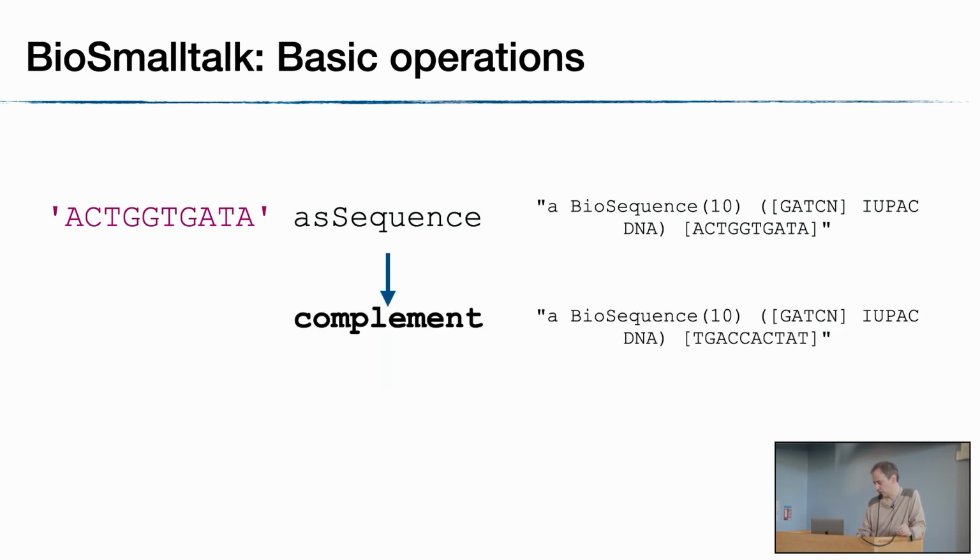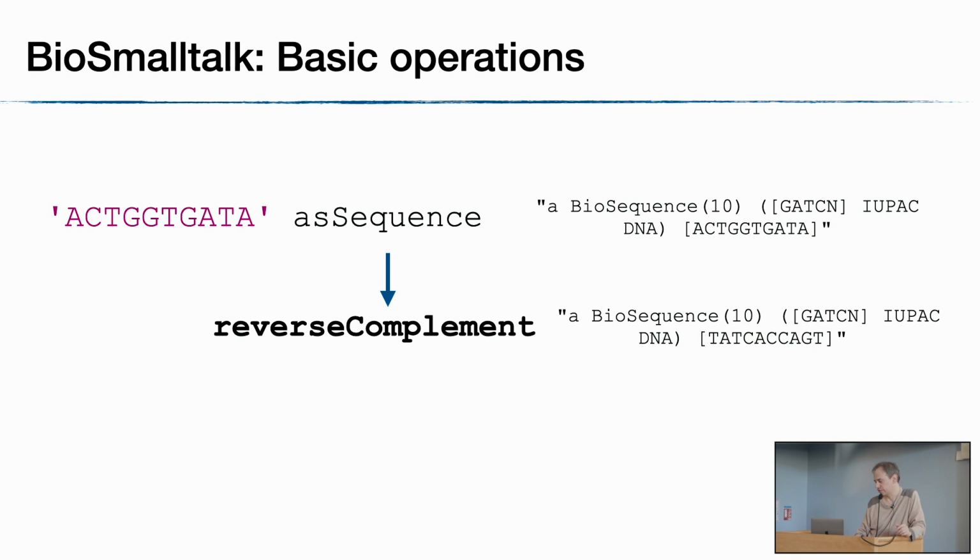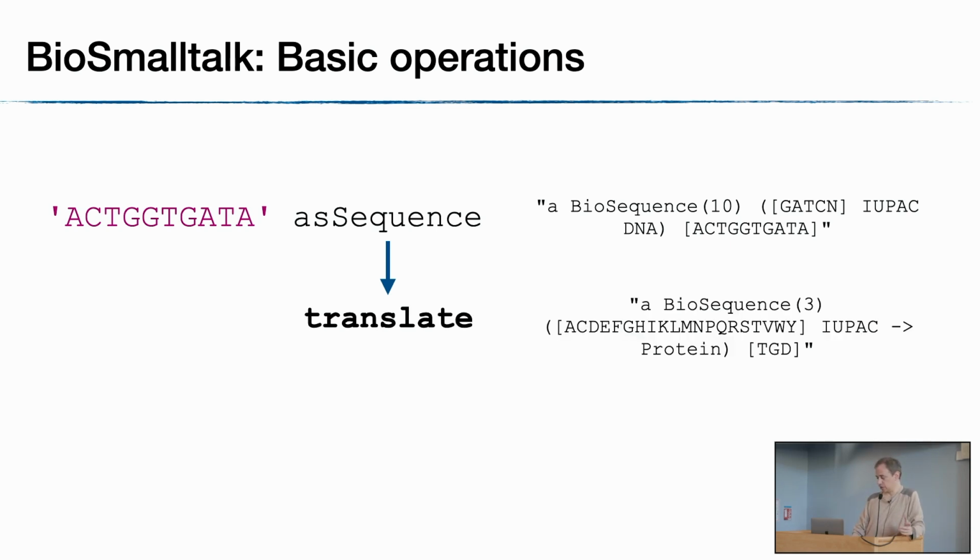Of course, we have the complement, which lets you represent the two strands as the complementary sequence. And we have the reverse complement, because DNA is read in one direction on one strand, and on the other strand it is read in the other direction. And finally, we can translate to the protein sequence. As it's read by 3, you see that the amino acids are only 3 for that sequence.